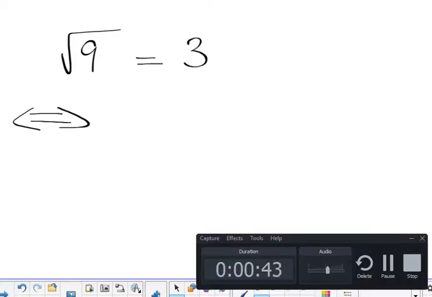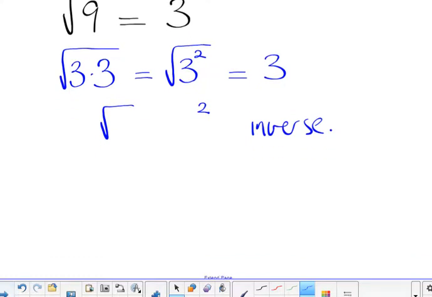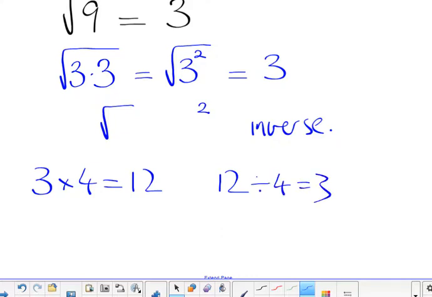Now this is interesting here, because the square root reverses the effect of squaring. And so that's equal to 3. In fact, we say that the square root as an operation and squaring as an operation are what we call inverse operations. Now, we have inverse operations in other parts of mathematics as well, don't we? 3 times 4 is equal to 12 can also be expressed using the inverse operation of multiplication, which is division. 12 divided by 4 is equal to 3.